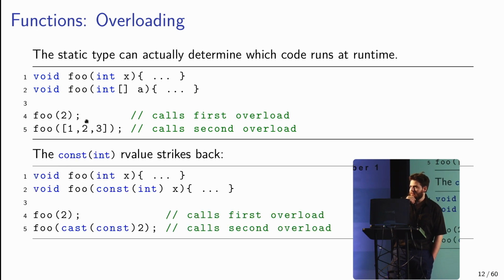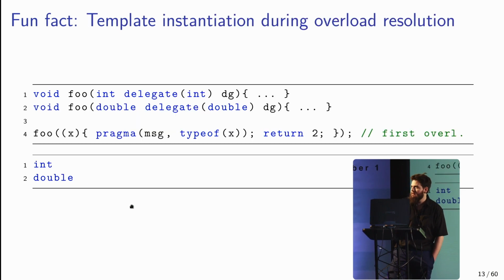Here, the constant R value actually strikes back. So here's an actual use case for this. If you call foo of 2, it will call the first overload. If you, however, call foo with a constant, it will call the second overload. I don't know why you would do this, but it works.